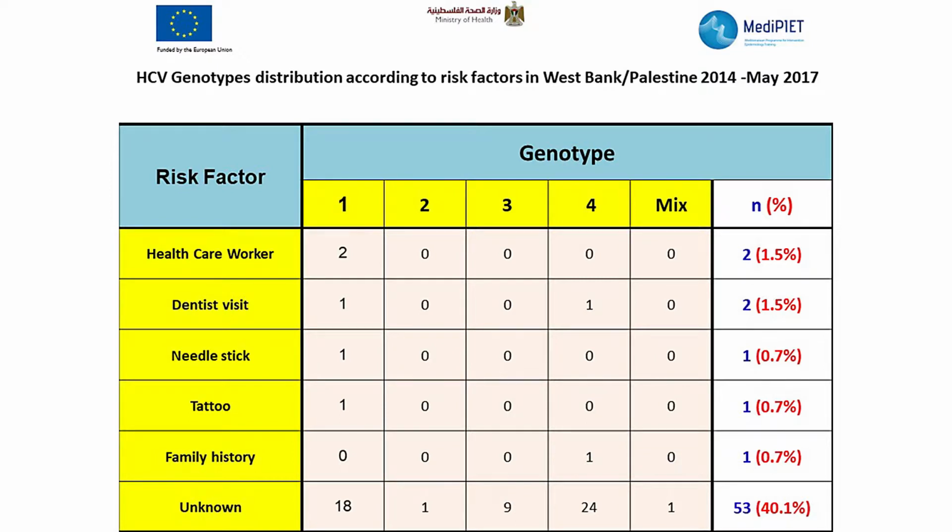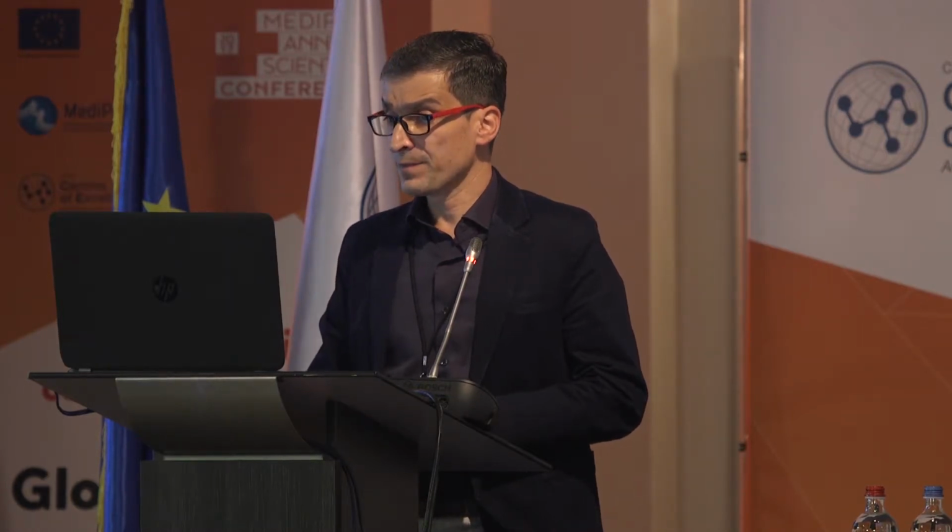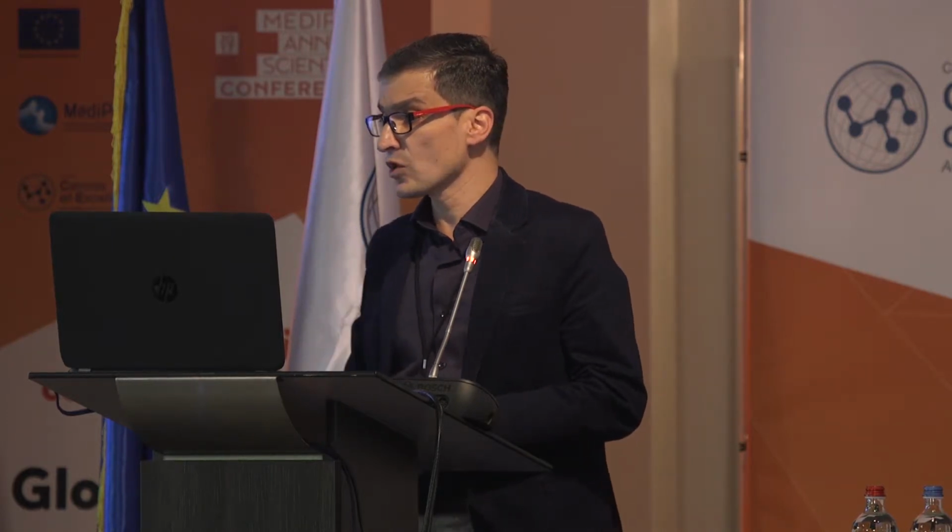For discussion, this is the first study to determine the prevalence of hepatitis C genotypes in the West Bank region of Palestine. As we saw from the presentation, the three major genotypes circulating in the West Bank, Palestine, are genotype 1, followed by genotype 4, and less commonly genotype 3. Hepatitis C genotypes are distributed in different proportions across the three major West Bank locations.